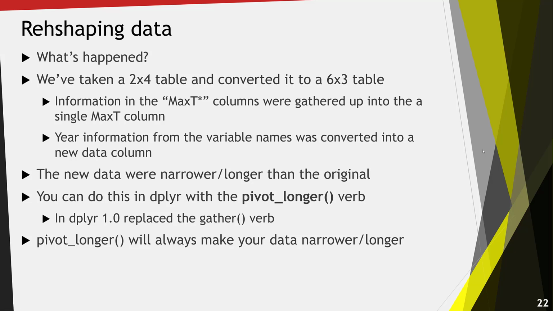You're going to do this in dplyr with the pivot longer verb. As of dplyr 1.0, it replaced the gather verb. Just like with pivot wider and the spread verb, pivot longer is easier to use and much more versatile than gather. You may run into gather when you search for help on the internet, but pivot longer is the preferred method. The important thing to remember with pivot longer is it's always going to make your data narrower and longer than your original data. This is an overview of reshaping data. We'll dig into the details of using pivot wider and pivot longer in subsequent videos.